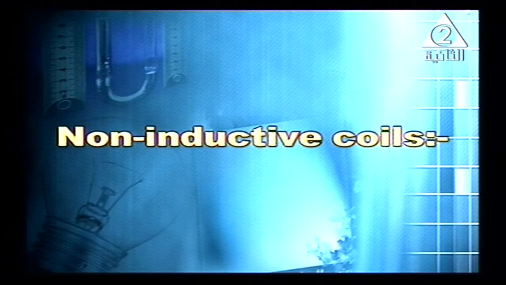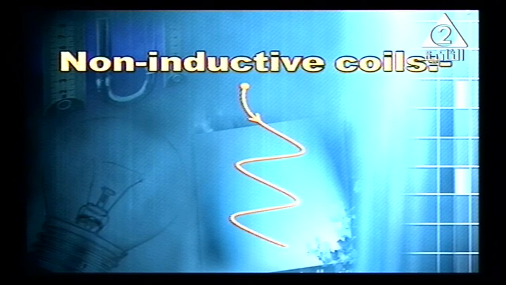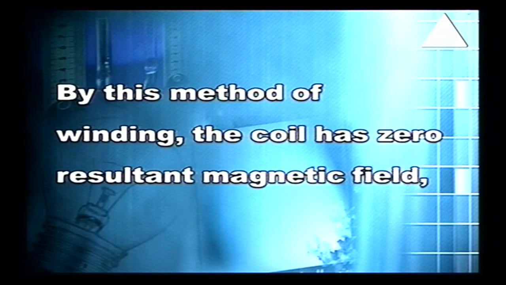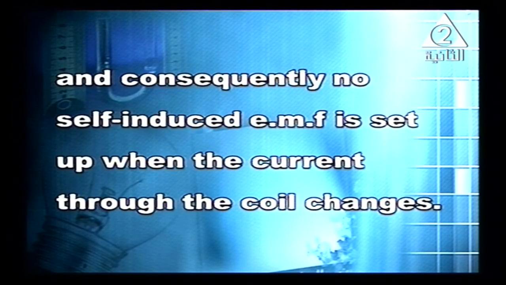And what about non-inductive coils? Non-inductive coils are coils which are doubly wound. A non-inductive coil is a coil whose wire is doubly wound. The wire is doubled back on itself before being coiled up. By this method of winding, the coil has zero resultant magnetic field, and consequently no self-induced EMF is set up when the current through the coil changes.